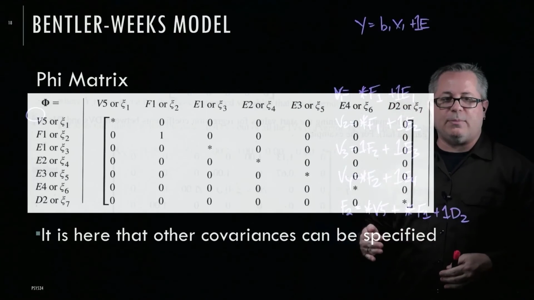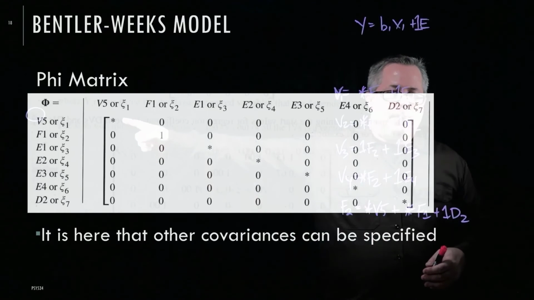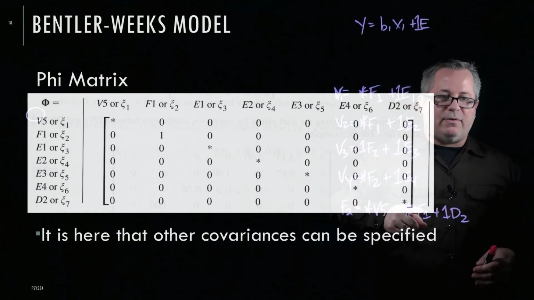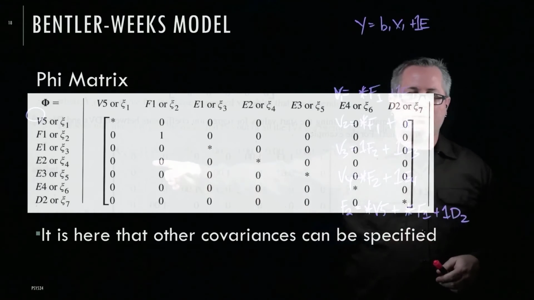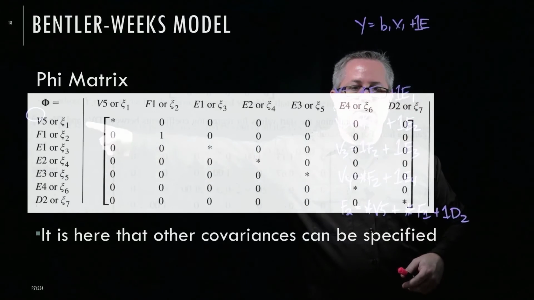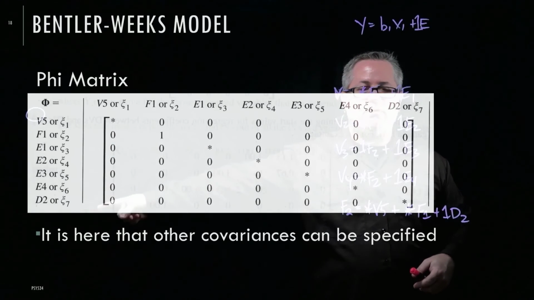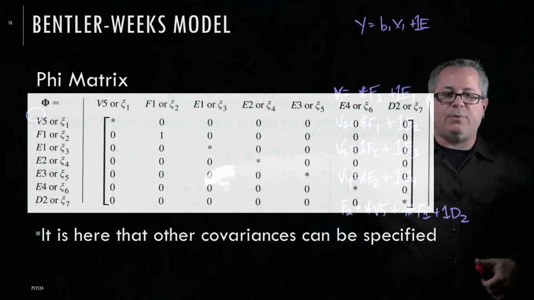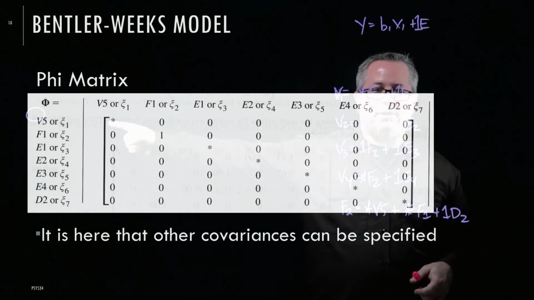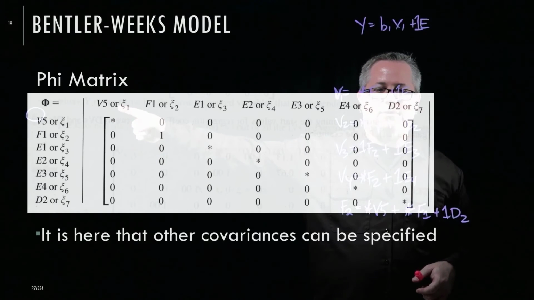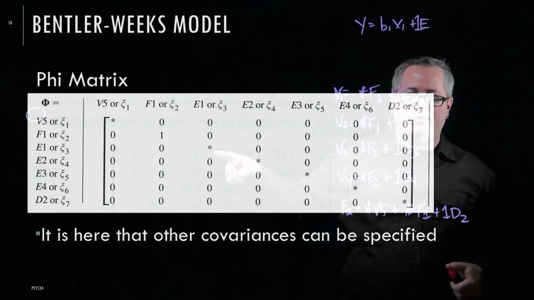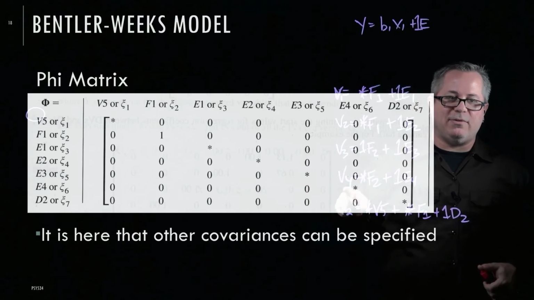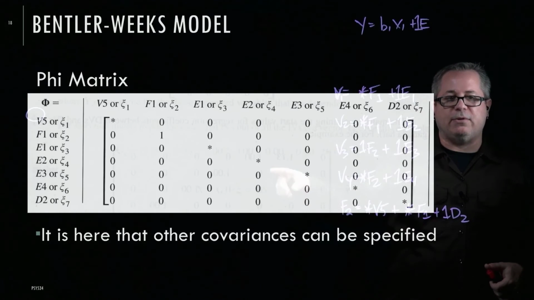So in this particular example, we're estimating almost all of the variances. We can only really estimate variances for exogenous variables. So these are all the same variables that are in that Xi matrix. So all the Xis we're going to estimate a variance for. And we can only estimate covariances between Xis as well. So what this means is that we're specifying here that I want to estimate the variance of V5. I don't want to estimate the variance of F1. I'm actually going to fix it at 1, and I'll talk about that in a second. But I do want to estimate the variance of E1, E2, E3, E4, and the variance of D2. All those are going to get variance estimates.